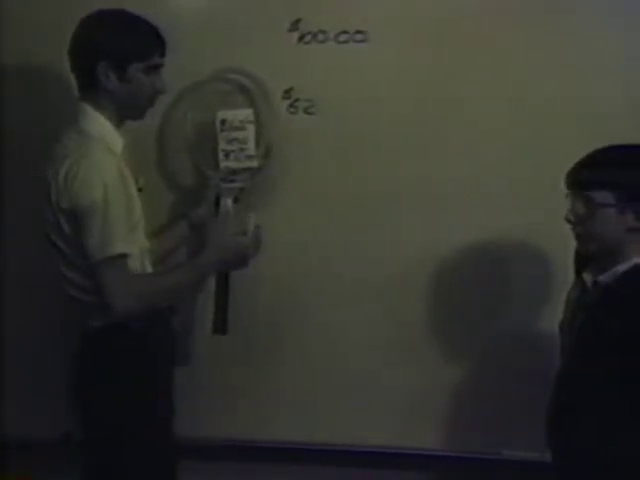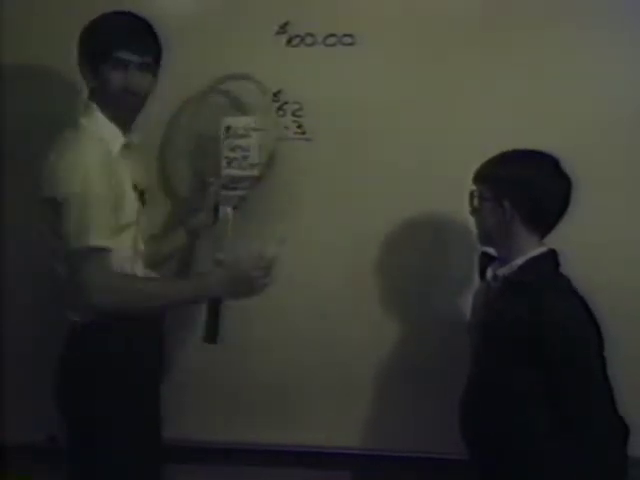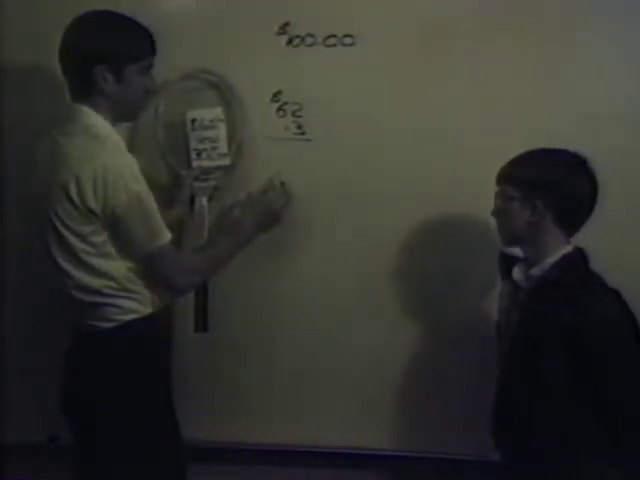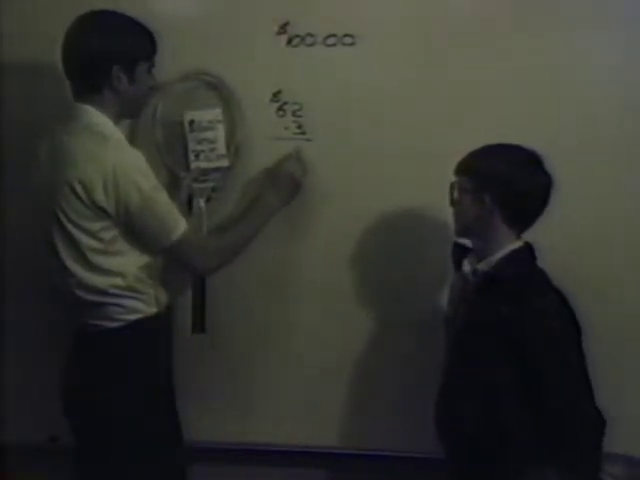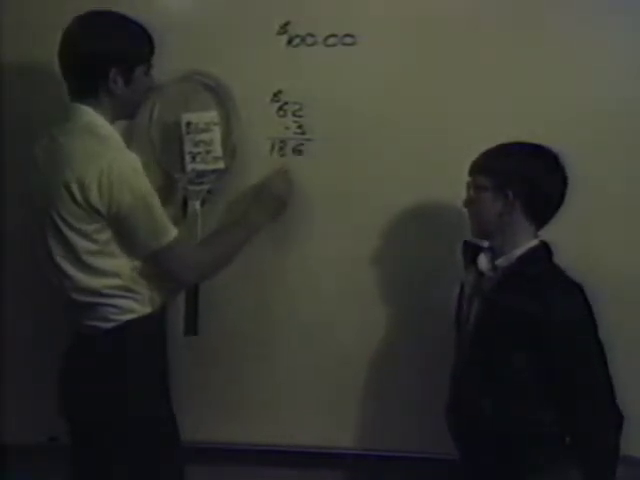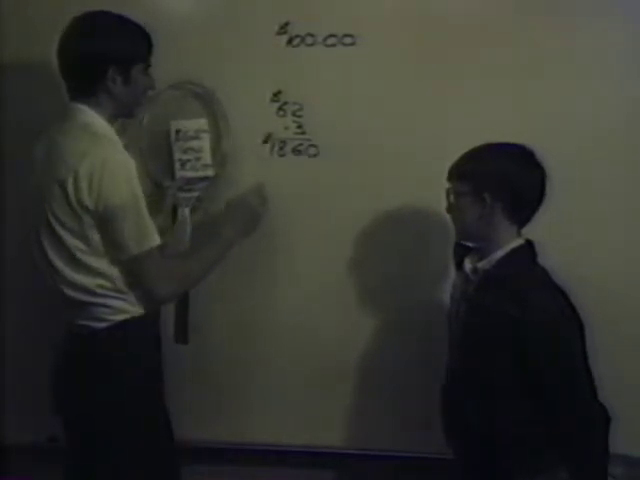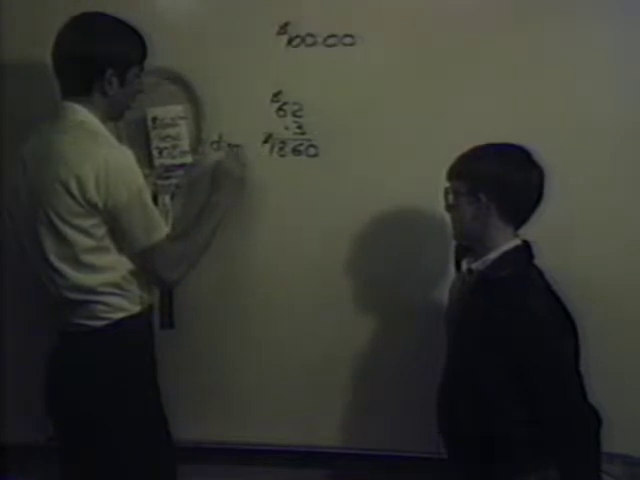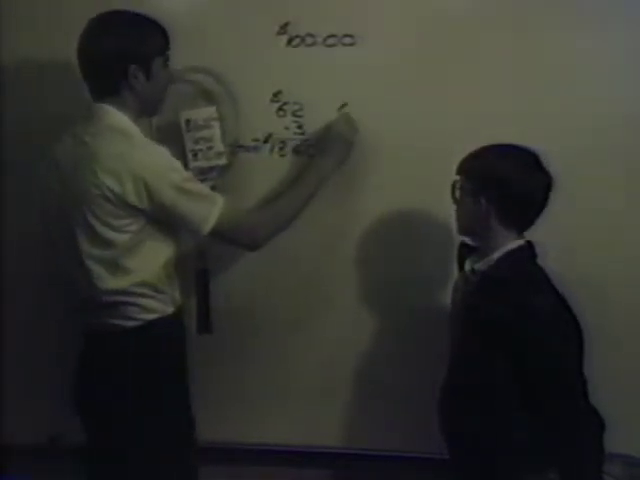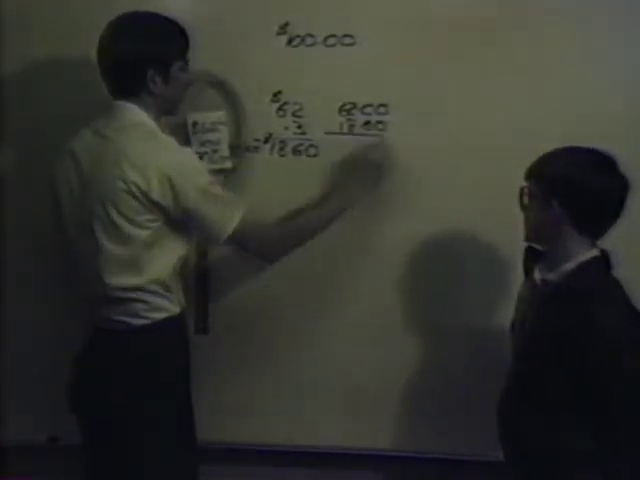Well, it'd be either 0.30 or 0.3. Okay. Let's just call it 0.3 to keep it simple here. Now, let's go ahead and multiply this out and find out what the discount is. 2 times 3 is? 6. And 3 times 6? 18. Okay, and then we need to slide the decimal over one place. And since we're talking money, let's go ahead and put another zero right there. So the discount here is $18.60. So if it started out at $62, we're going to give you an $18.60 discount.